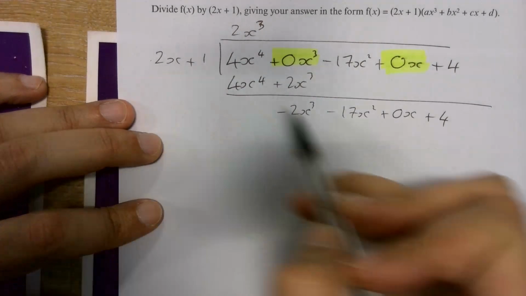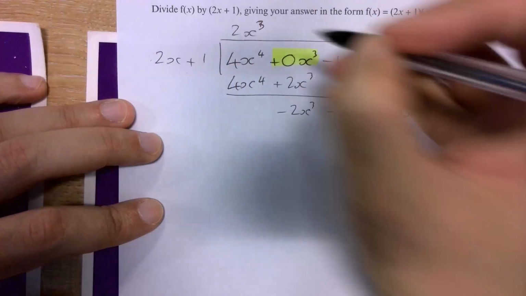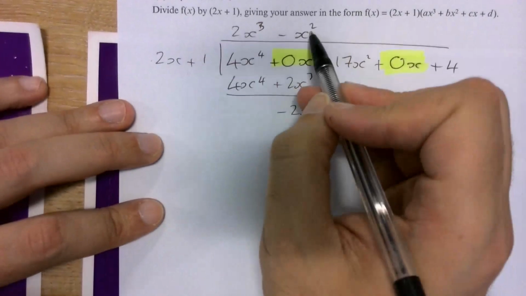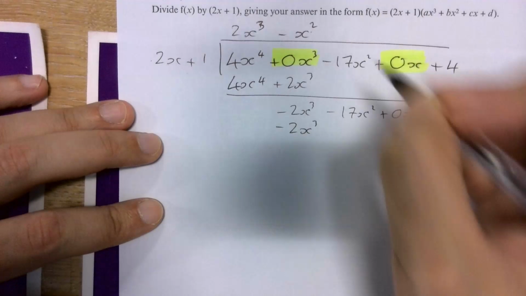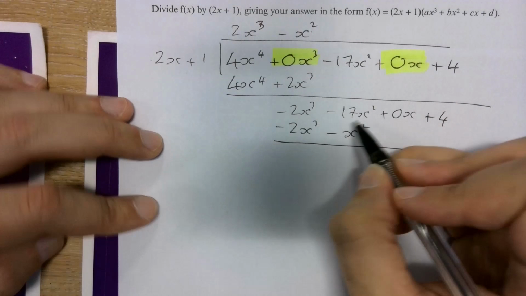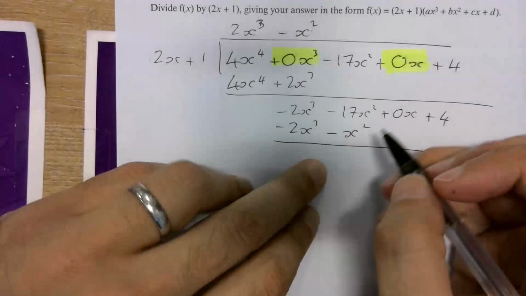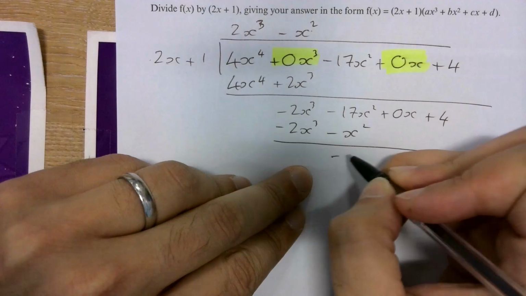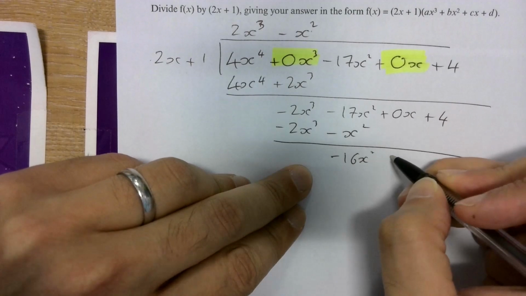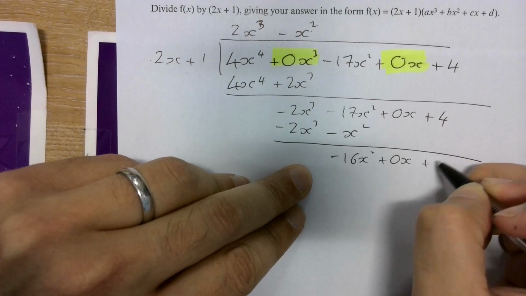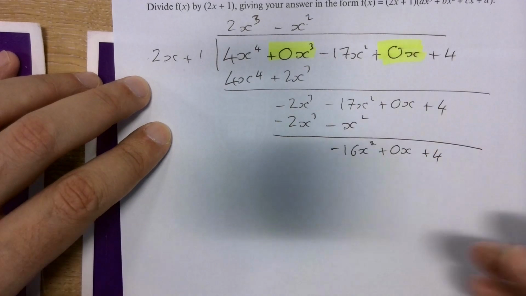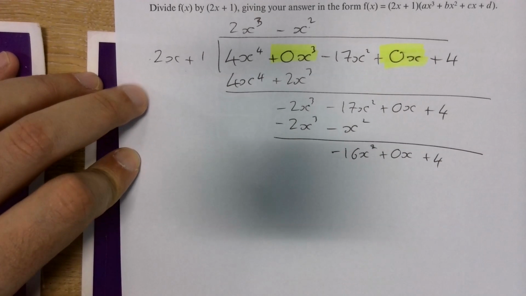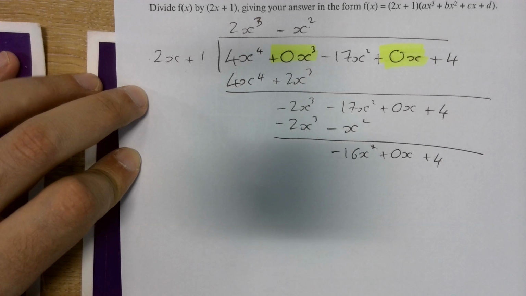Okay, so 2x into minus 2x cubed, well, that'll just give me a minus x squared. What do I times 2x by to get minus 2x cubed? It's that. So now I'll multiply that by both of those. Minus 2x cubed minus x squared, and subtract them. They go. Minus 17x squared minus 1x squared will give me minus 16x squared. And then those things just come down there, so that's plus 0x plus 4. Process starts again. 2x into minus 16x squared will give me minus 8x.